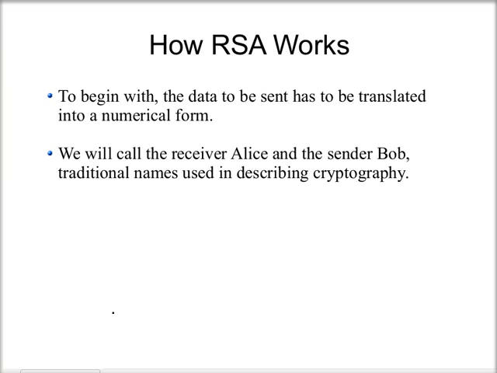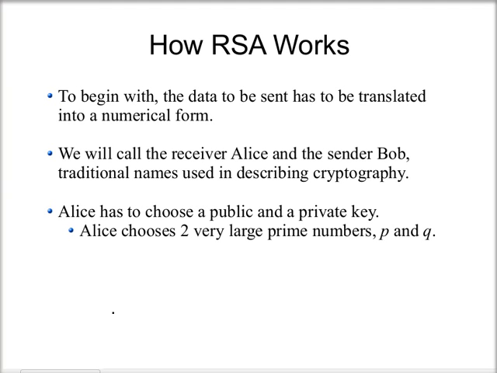In this scenario, we're going to call the receiver Alice and the sender Bob. These are traditional names that are used in describing cryptography. So how does this work? Alice has to choose a public key and a private key. So to do that, she's going to first choose two very large prime numbers, p and q. And remember that these numbers are going to be so big that they are hundreds of digits long.